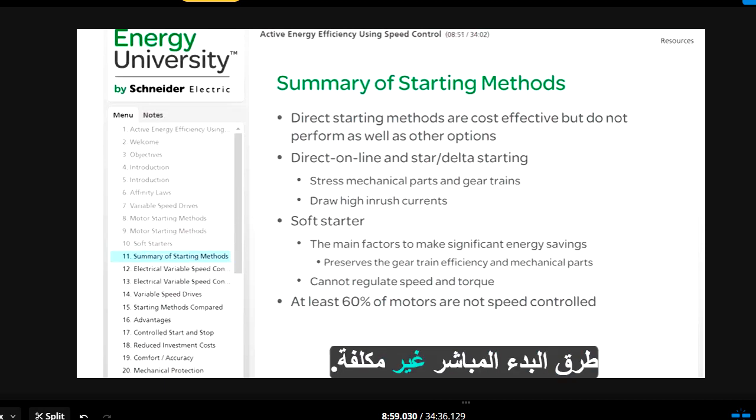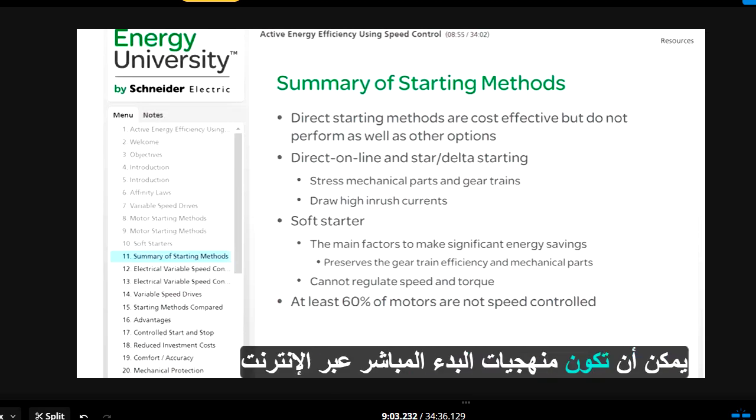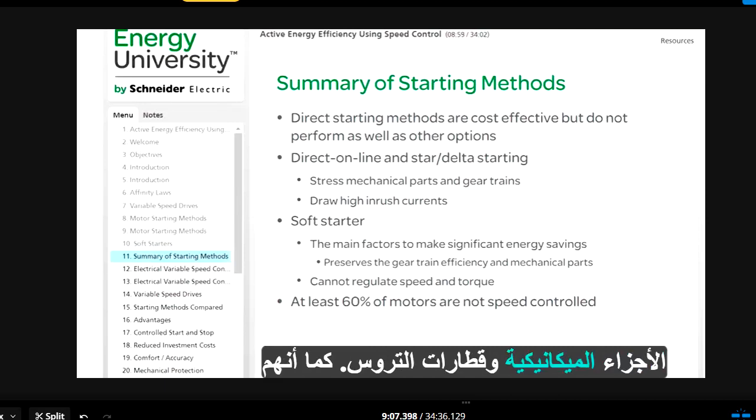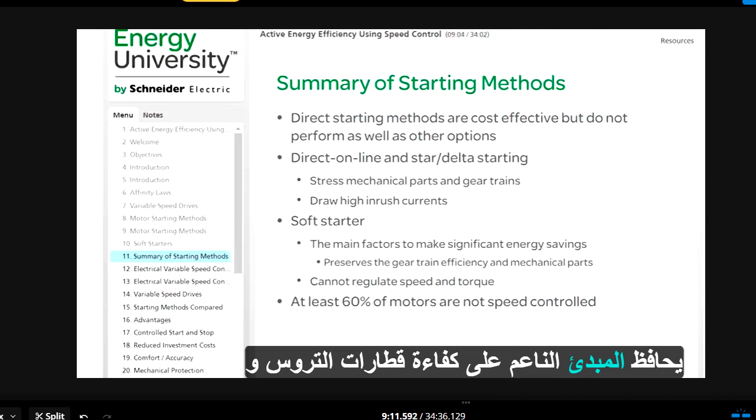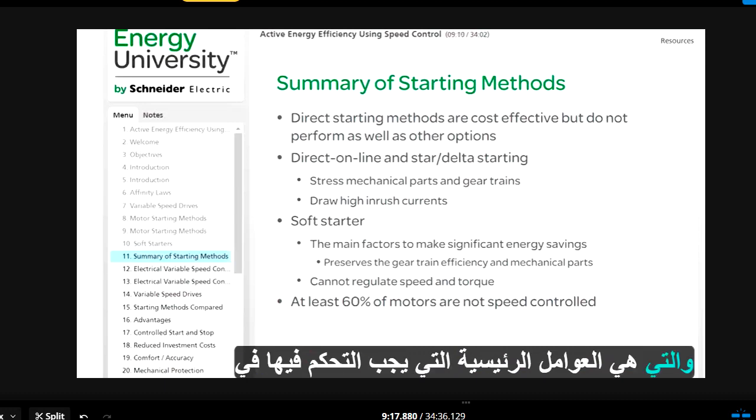Direct starting methods are inexpensive, but they do not perform as well. Direct online and star-delta starting methodologies can be stressful on mechanical parts and gear trains. They also draw high inrush currents. The soft starter preserves the efficiency of gear trains and mechanical parts, but does nothing to master speed or torque, which are the main factors to control in a process to make significant energy savings.